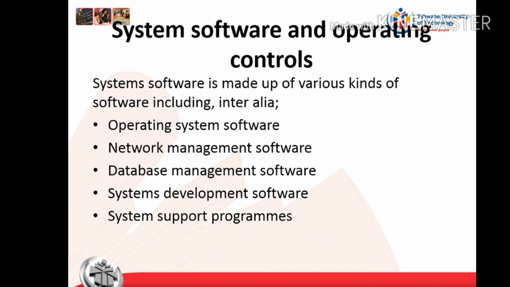So, system software is made up of various kinds of software, including, among other things, operating system software, network management software, database management software, system development software, and system support programs. Now, these are all the software that you need in order to have an efficient IT department or efficient terminals that are going to work.